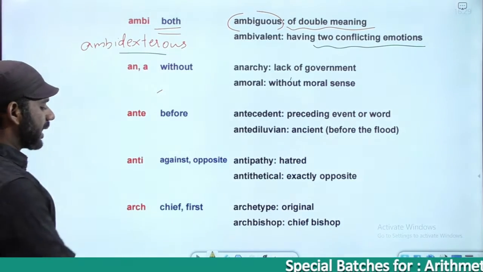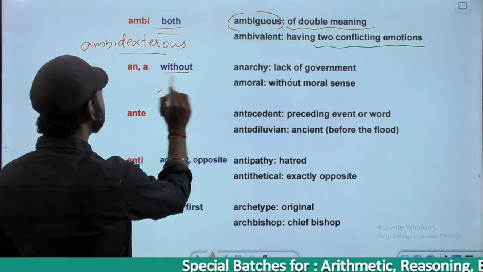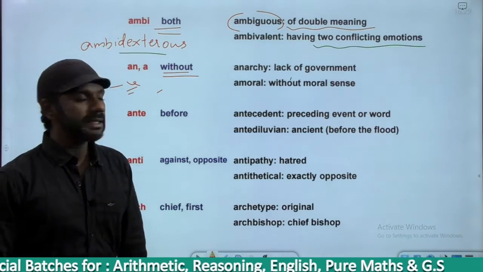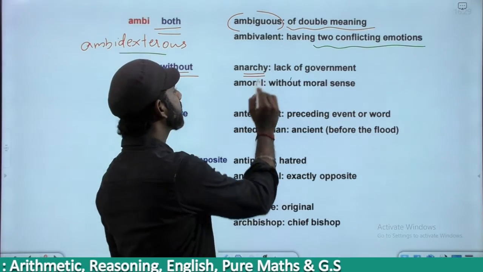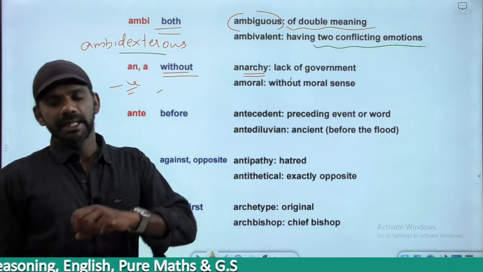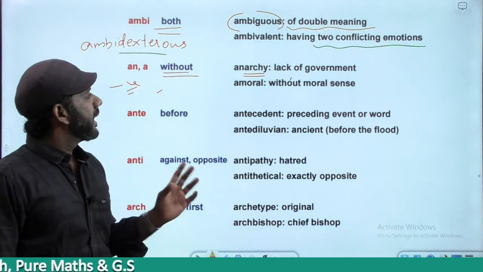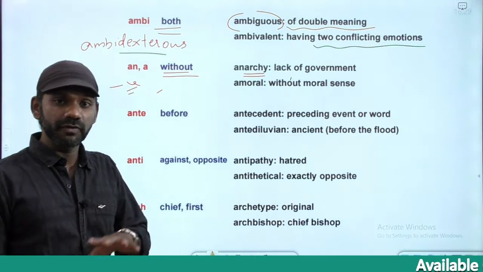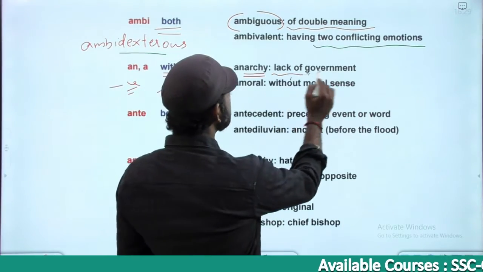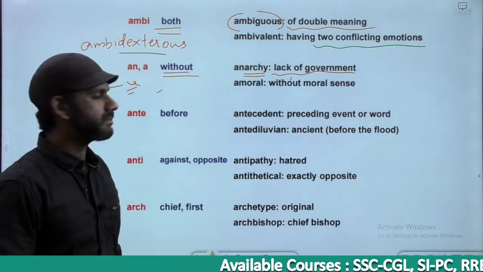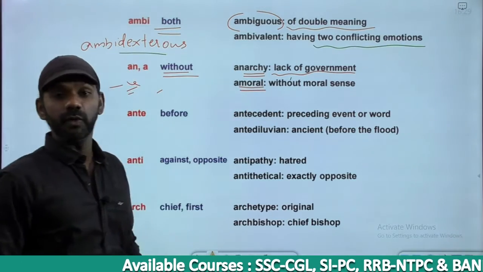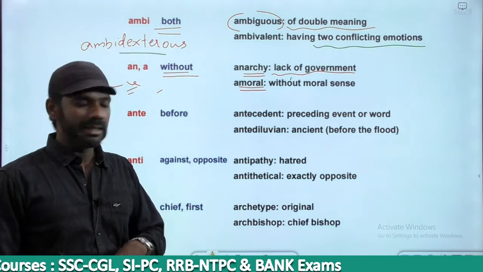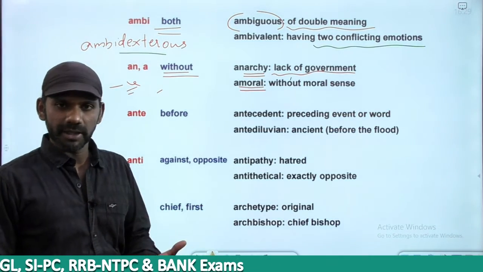A and an are negative prefixes meaning without or not. Like anarchy. Anarchy, now A-R-C-H-Y, archy refers to the system of government, the rule and all, like regime. Anarchy means no archy. No archy in the sense like lack of a system of government. So lack of government is anarchy. Immoral, you know that moral is a positive word. Moral sense, moral values and all. Immoral means no moral. Without moral sense is immoral.